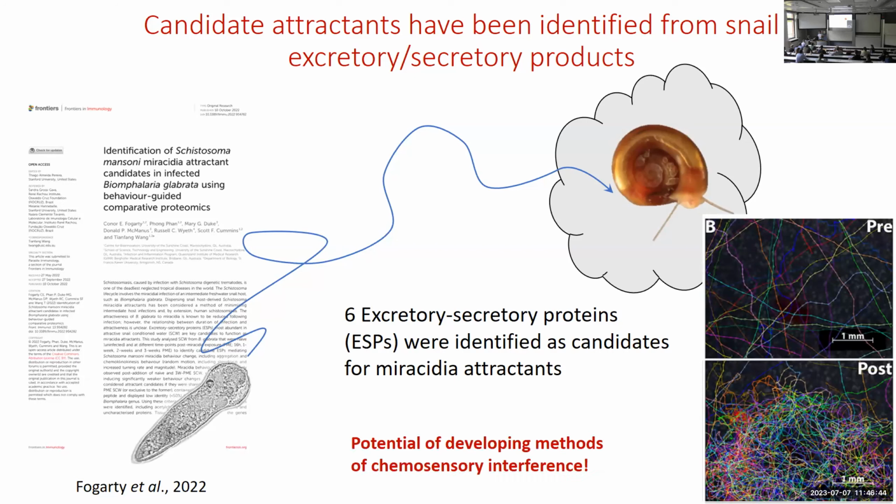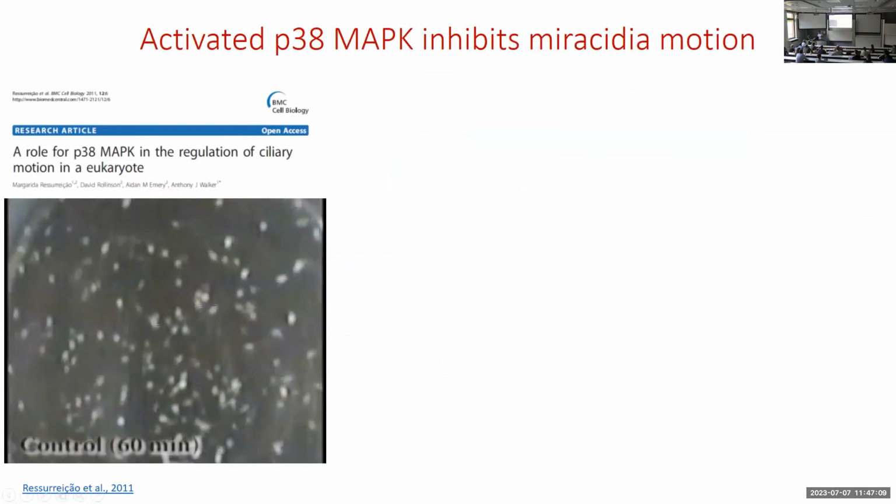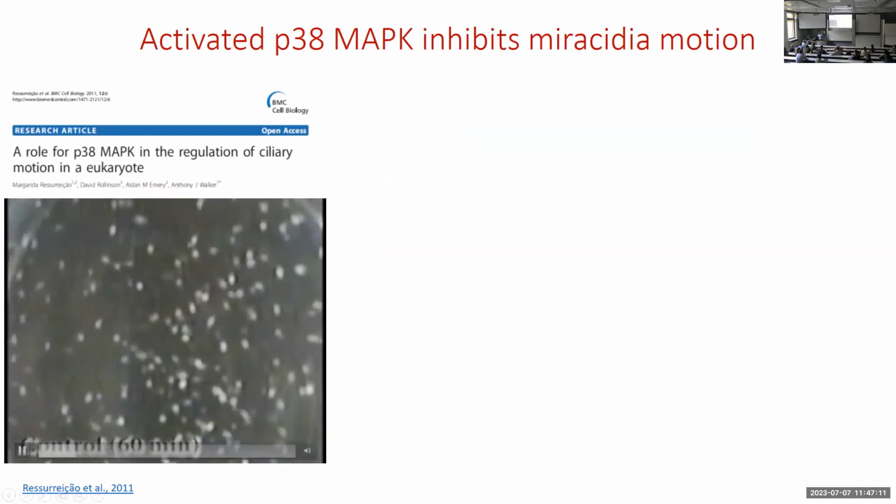So it's quite a big field, because it may lead to development of a kind of chemosensory interference, so basically detracting Miracidia from infecting snails, preventing infection chemically. So if we could find something and maybe produce something, it could be our weapon against those infections. Here, maybe I'll stop this.